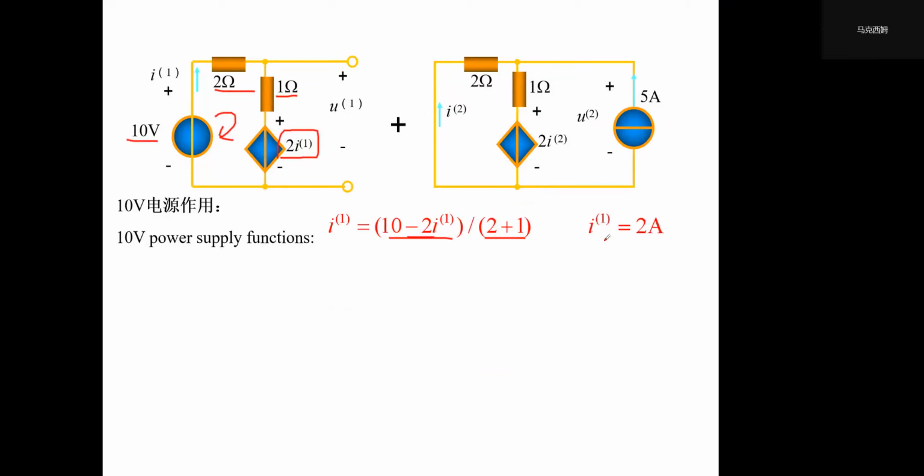So we could calculate this. For the first one, U1 is 1I1 plus 2I1. I1 is 2, so it is 3 times 2, which is 6 volts. And for the second sub-diagram, we see that it's very easy to calculate.